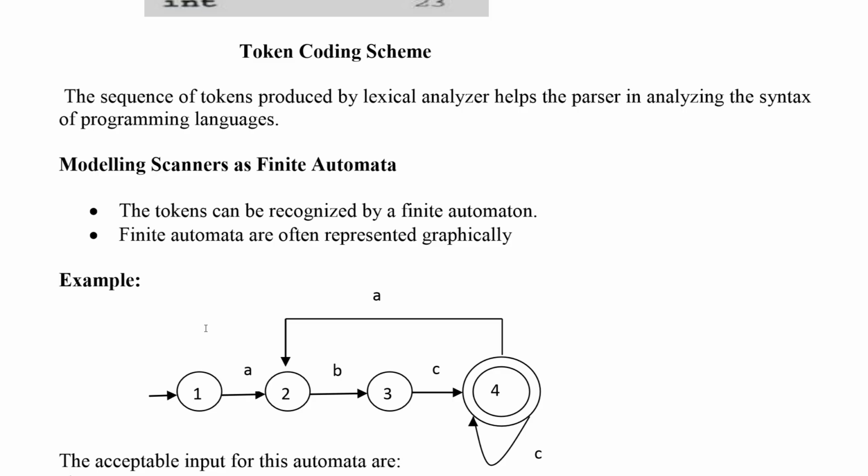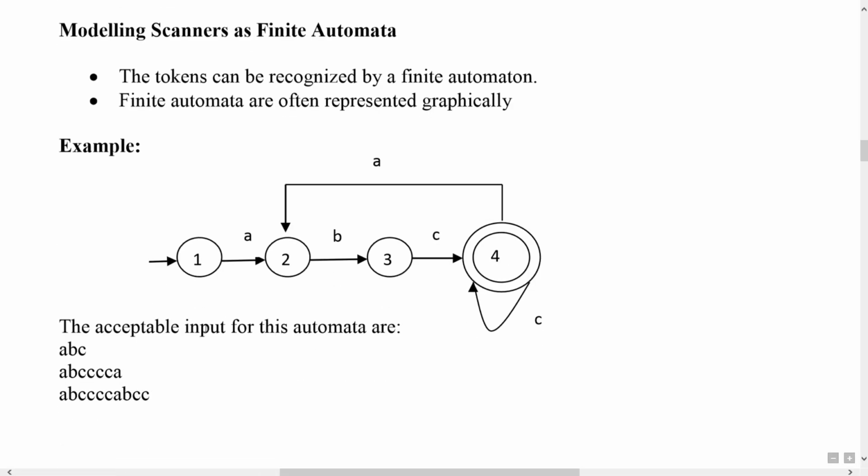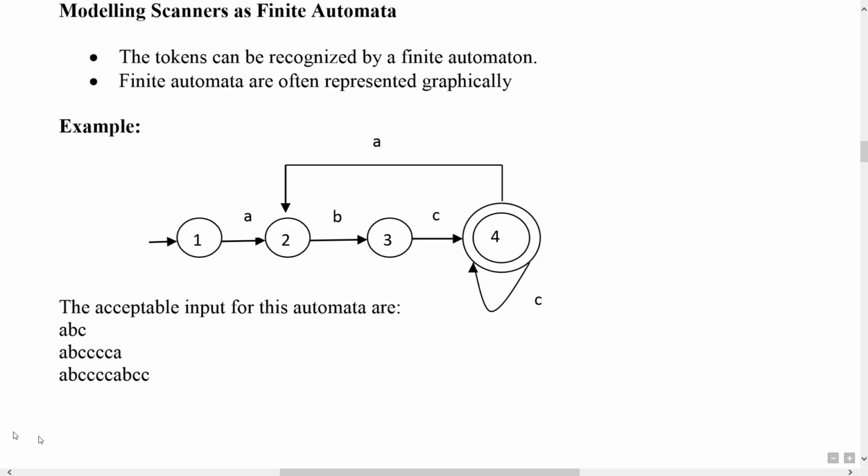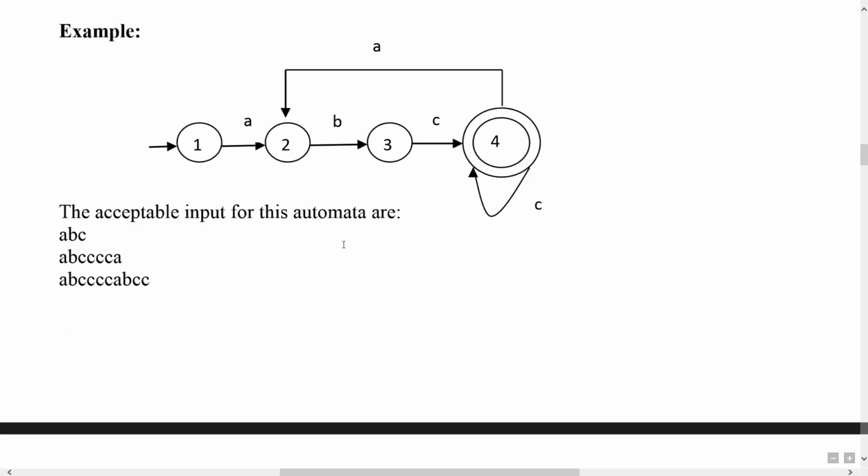The finite automata is often represented in a graphical format. In this graphical representation, the first state, state 1 with the empty arrow, is the start state. The double round circle is an acceptance state or the end state. The remaining are the states, and the arrows between the states are transitions. So these are the state transitions.